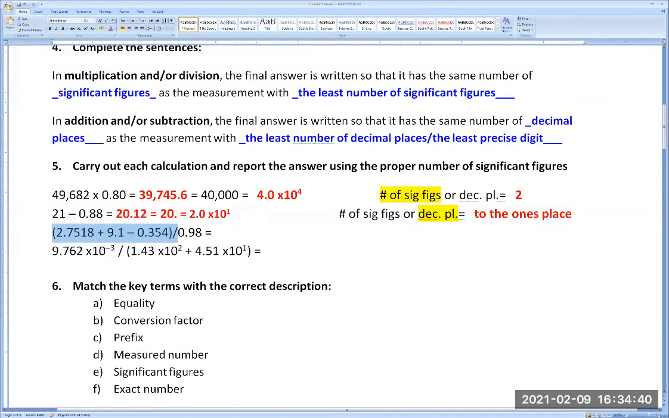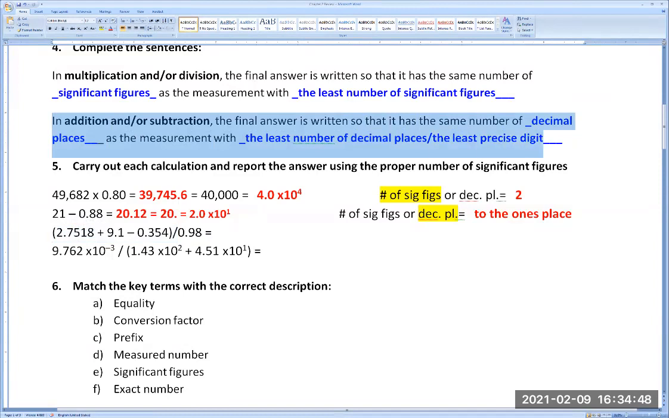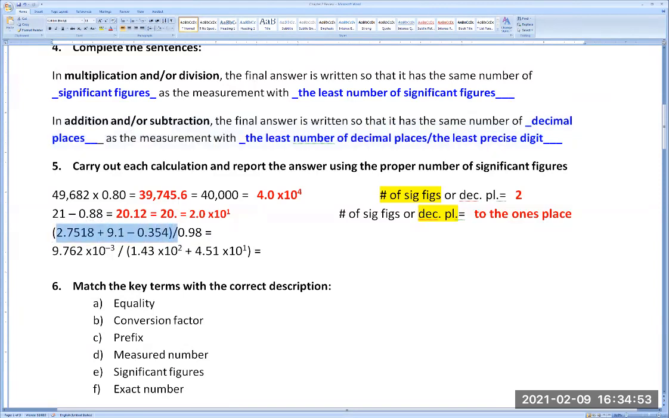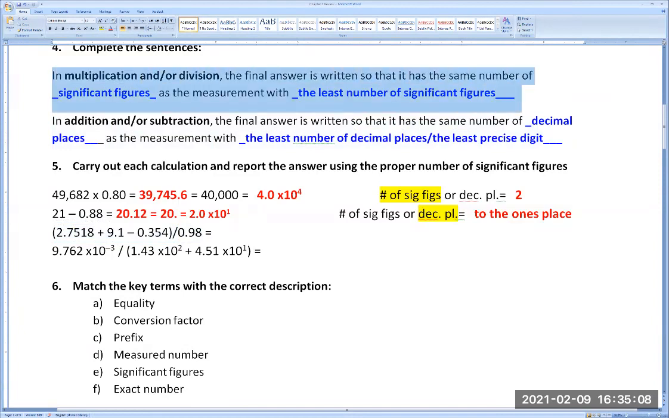And it's addition and subtraction, which means we will use this rule about the least number of decimal places or the least precise digit. Then, once we have our intermediate answer, and you have no choice but to show your intermediate answer on paper when you do this, and then divide by 0.98. Then it's a division, and then you will apply the first rule here. So there are 2 steps, right? And you will have an intermediate answer that you have to show.